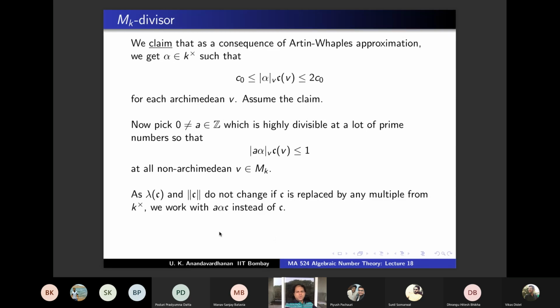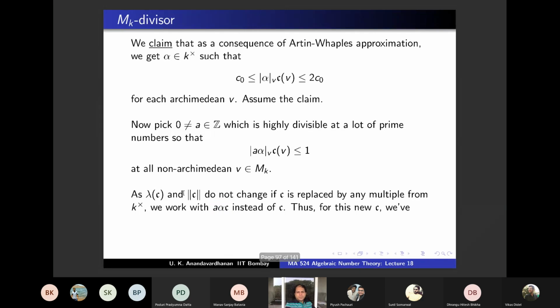And we are going to work with A alpha C. So this alpha is the alpha from this claim, Artin-Whaples claim, and this A is this A with sufficiently high powers of all these prime numbers so that this property is true. And in order to prove this inequality, we are going to work with A alpha C instead of C, and that doesn't matter as these two things will not change.